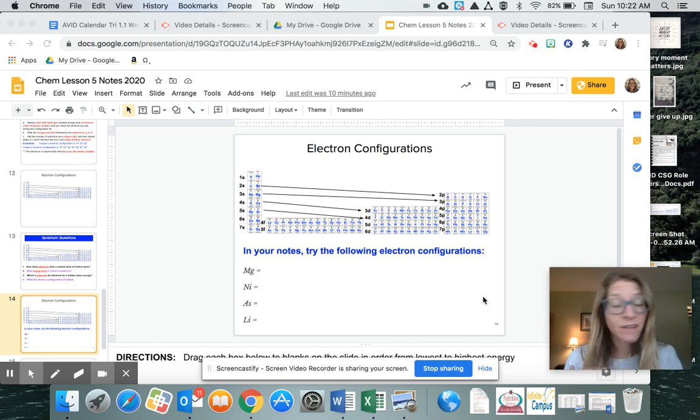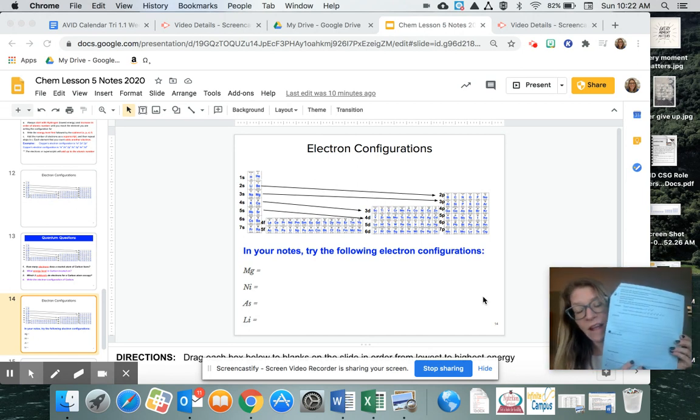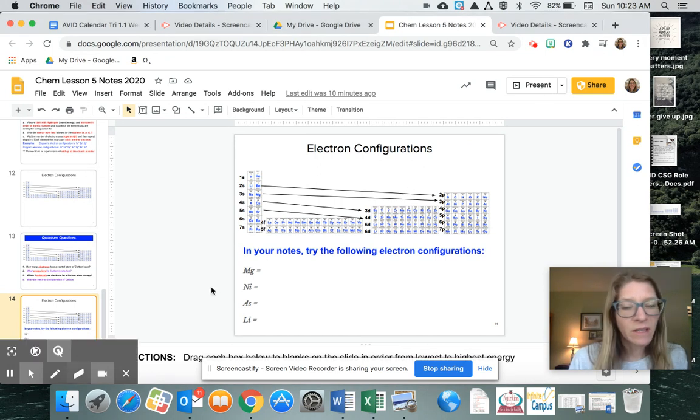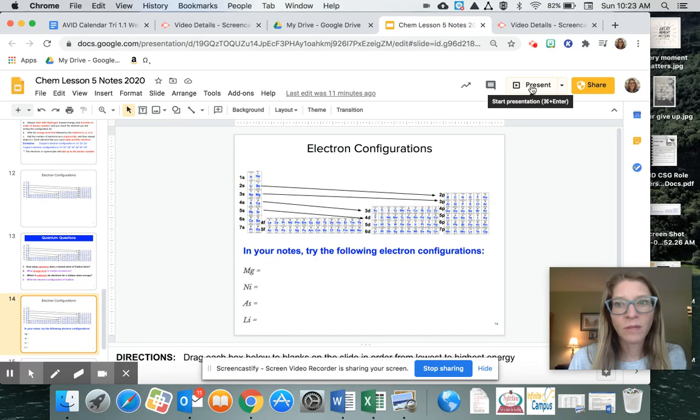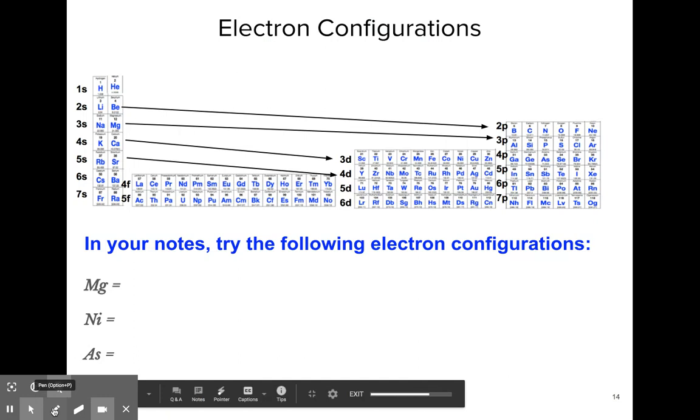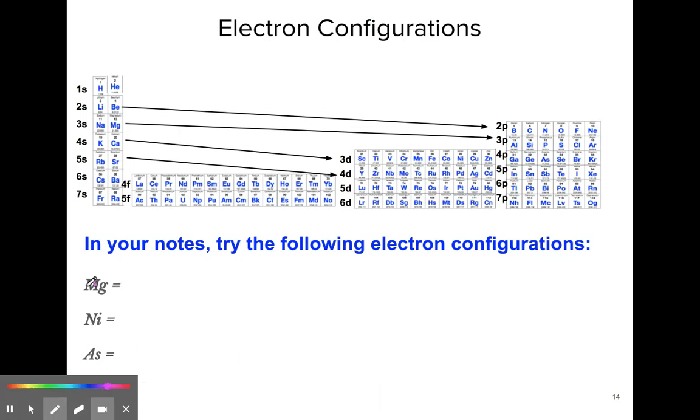So here are the answers to the practice problems in your notes that I asked you to try. Again, my recording just stopped, so these will be your verbal and written answers. I'm going to present here so the screen is a little bigger and you can see it hopefully. All right, so in your notes under those practice columns, I had asked you to do these four electron configurations. So here are your answers.